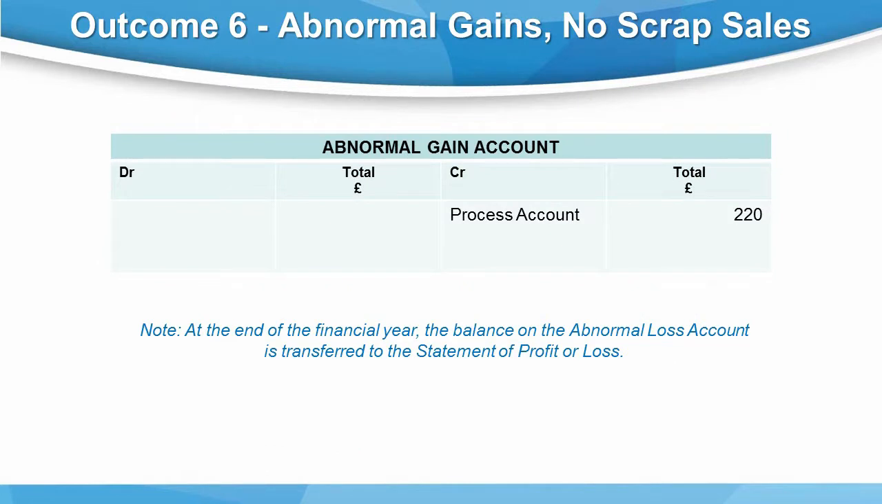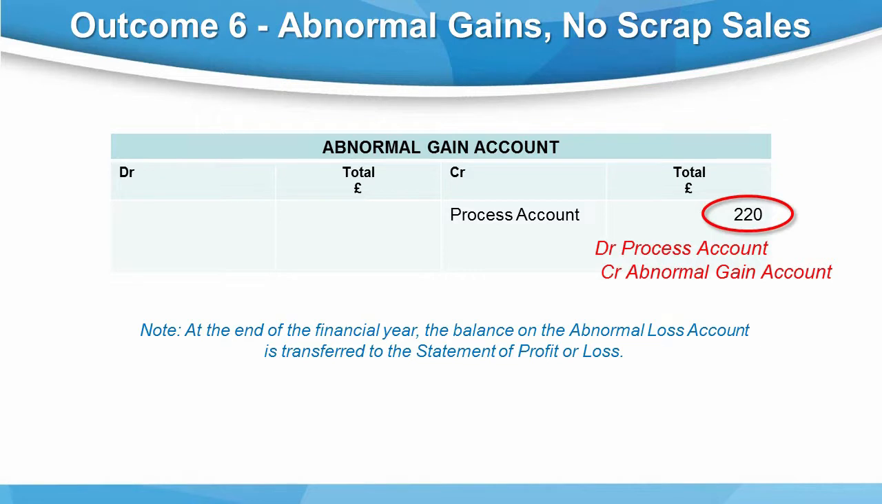The abnormal gain in the process account will be credited to an abnormal gains account, and this will subsequently be transferred to the profit and loss account as income.